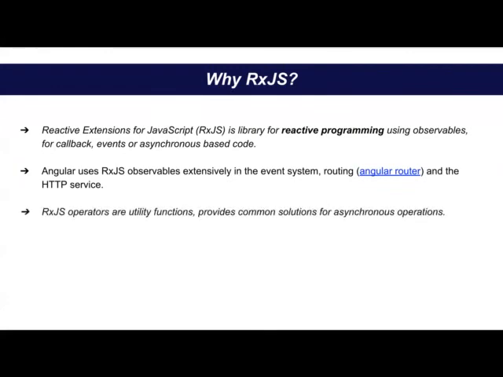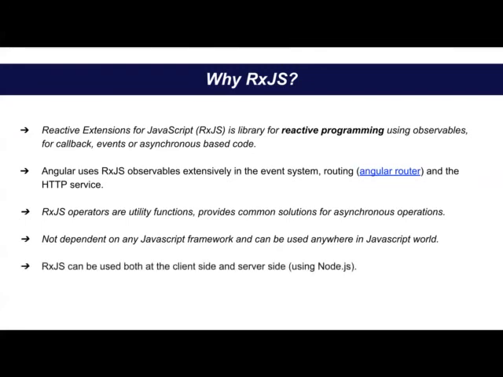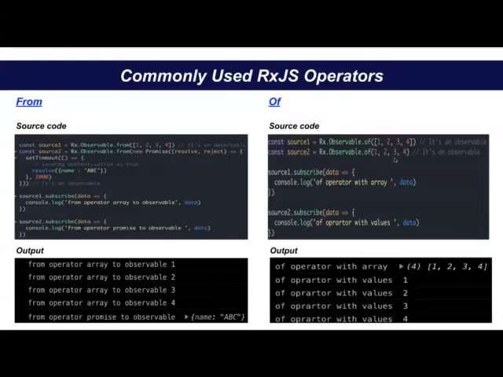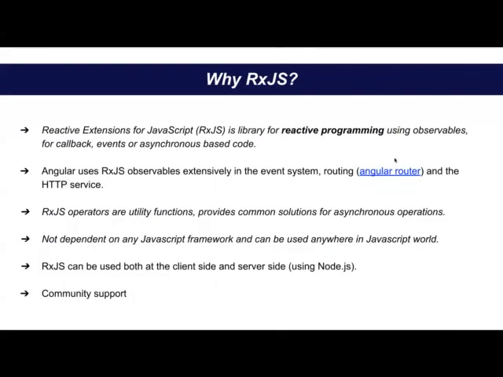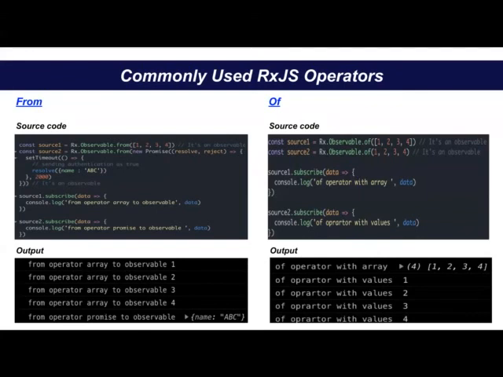Again, I talked about their utility functions, and RxJS first of all is not dependent on any framework. Angular is just using it inside, so React, Vue or any other JavaScript framework can use it, and it is open to all. And it can be used on the client side and the server side, both. On the server side, we can use it with Node.js. So this is one more thing, community support. Definitely because of Angular, it has great community support.